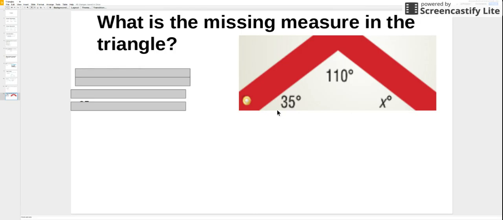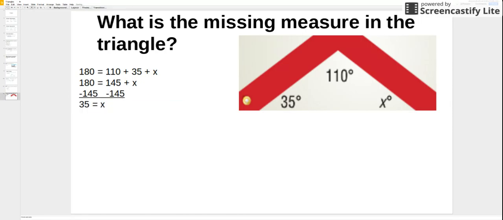Now here we have this triangle. What is the missing measure in the triangle? Same thing. 180 is equal to 110 plus 35 plus x. Combine your like terms. 110 plus 35 is 145 plus x. Subtract 145 on both sides, and you have 35 to be x.